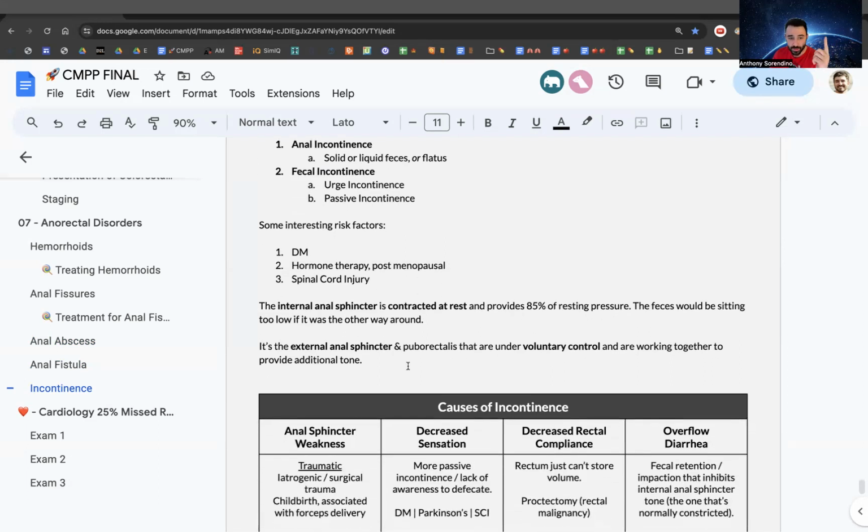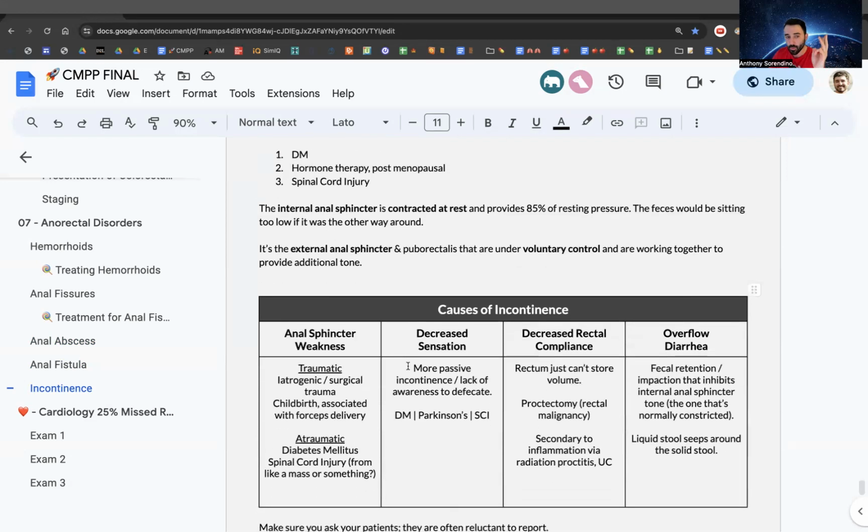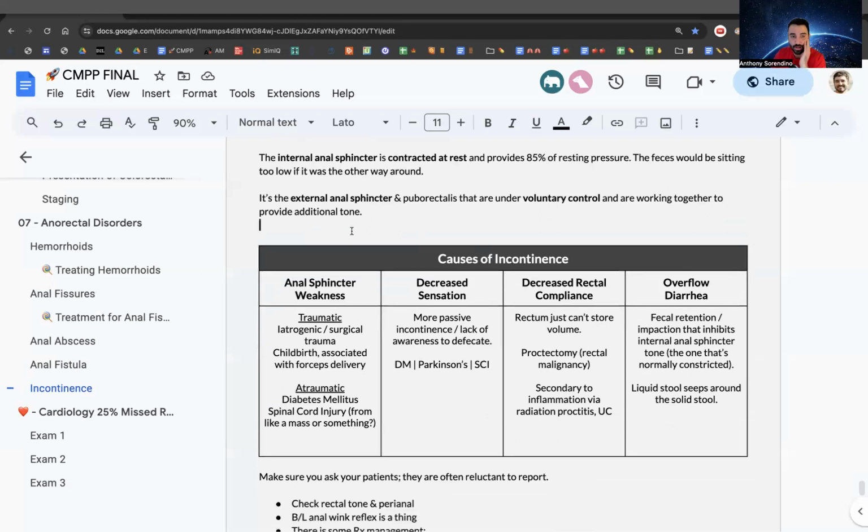Okay, interesting risk factors: diabetes, hormonal therapy, spinal cord injury. Remember, the internal anal sphincter is contracted at rest and provides 85% of the resting pressure. That kind of makes sense. If that was open, the fecal matter would be sitting too low. And it's the external anal sphincter and the puborectalis, which goes around it, that are under voluntary control, and they're working together to provide additional tone.